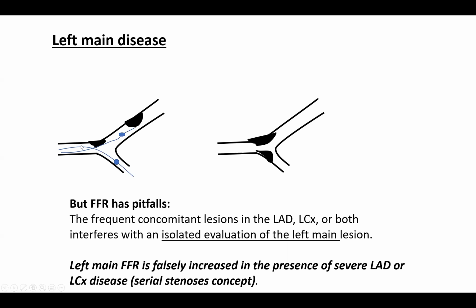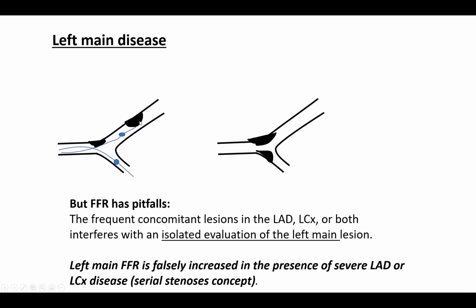The problem is left main is rarely an isolated disease. Most commonly, you have LAD and/or left circumflex disease. And therefore, you'll have the serial stenosis problem. So if you have an LAD stenosis, you have lesion 2 and lesion 1, you'll be impairing flow across that left main, and therefore you'll be impairing the pressure drop across that left main, whether at rest or particularly with hyperemia.